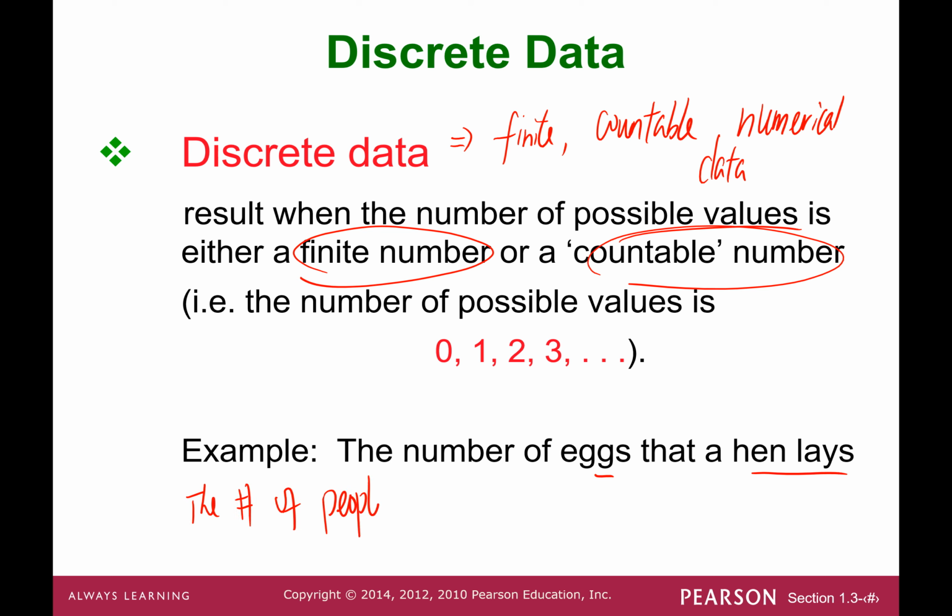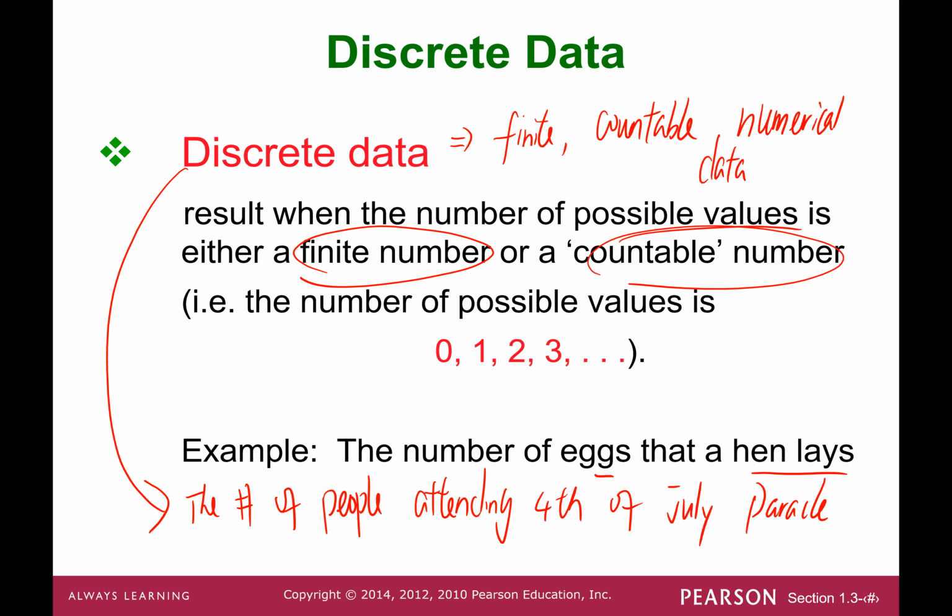Also, the number of people attending a 4th of July parade is discrete data. It could be a huge number, but it's still finite and countable. If you hire enough people to count the people attending the parade, you could definitely get a number. So although it could be a big number, it's still a finite countable number. This is the essence of discrete data.